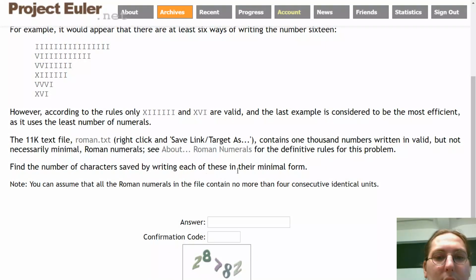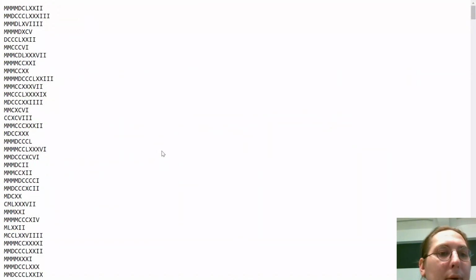Roman.txt contains 1000 numbers written in valid but not necessarily minimal form. So, what do you think? You want to do this? Can you just show the do file? Mod and stuff. Mod 10 or 100. Just doing mod 10 converted to X. Yeah, it's very good. Maybe. You think you can glean something interesting out of it?